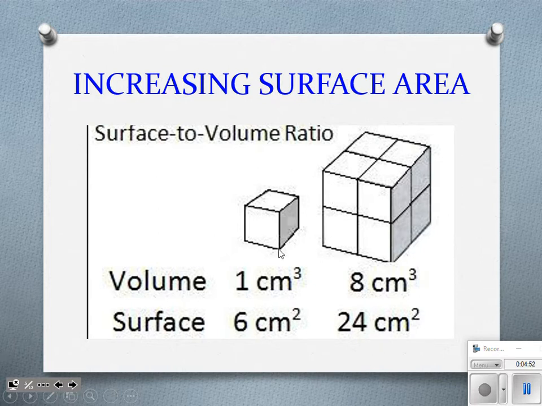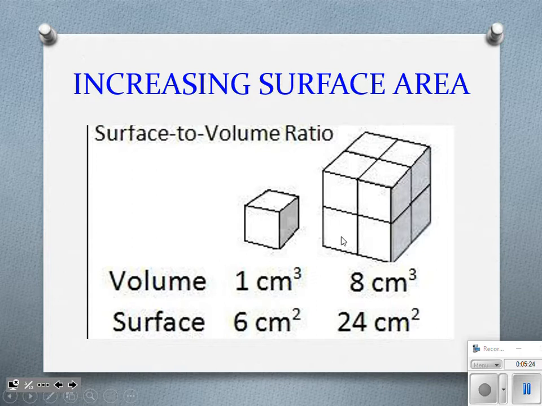Each one of these sides is 1 centimeter. So I have 1 centimeter cubed for my volume, and my surface area is going to be 6, because 1 times 1 is 1, and how many sides do I have on that cube? 6 sides on the cube, right? So my volume is 1 centimeter cubed, and my surface area is 6 centimeters squared.